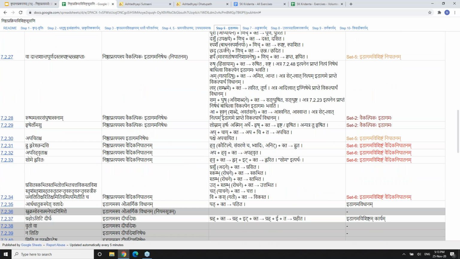And swana, it is a set dhatu, therefore you compulsorily get the idagama. That needs to be optionally blocked when a upasarga is present. So a plus swana, atra set tvat nityam idagame prapte pakshikaha idagama nishedhaha. So that was the sutra rushamattvara sanghusha swanam.